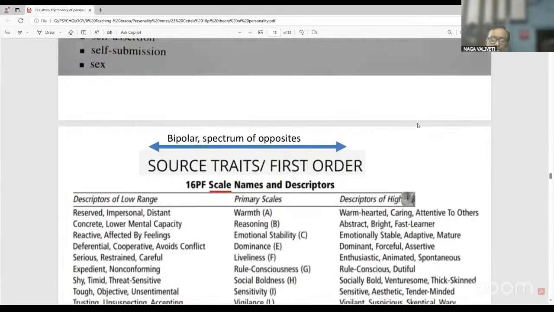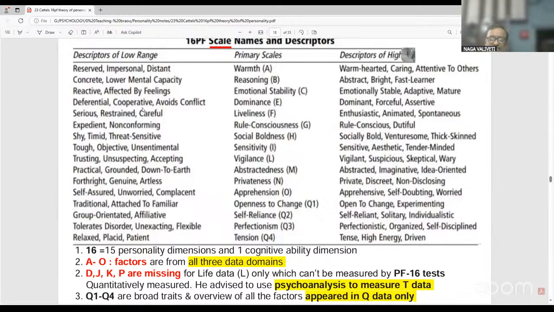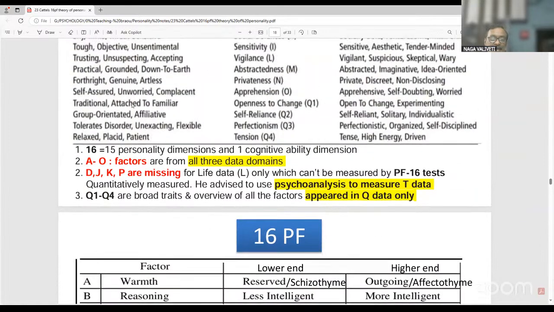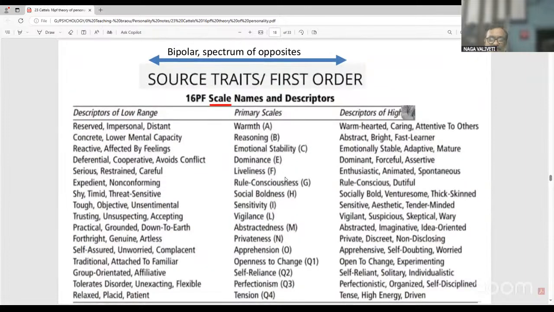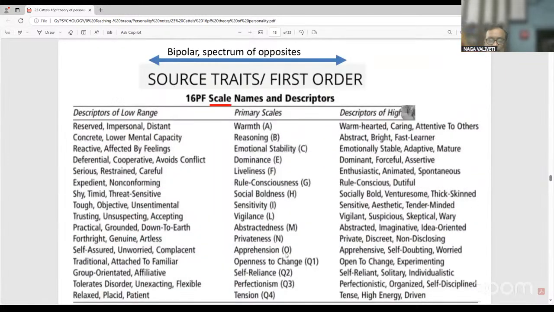That is a continuum, a bipolar spectrum of opposites, where one person stands. Every person will have this, right? A to O are from all three data sources collected for the research purpose. And D, J, K, P are not given here for feature purpose. Also, for the psychoanalysis or projective test, I think you can do it, right? And he left that space, and Q3 only comes from the questionnaires he collected. The others, A to O, are collected through all three types.